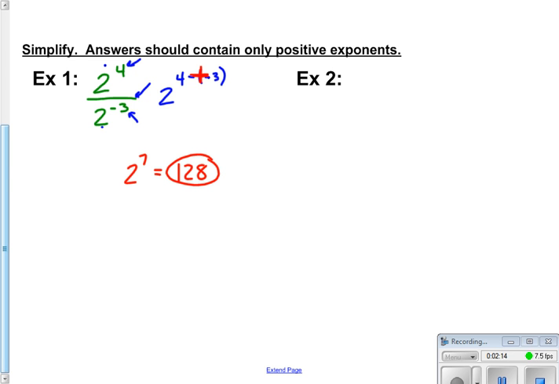Example 2, we'll start out with 2a to the negative 2nd over 4a to the 3rd. Looking at this problem here, I'm going to go ahead and write things out again. So I have 2 over 4. Now I wrote it like that because I'm going to go ahead and take care of my same bases. Well, I have a and a. Those are my same bases. When they have the same base and you divide, you subtract exponents.